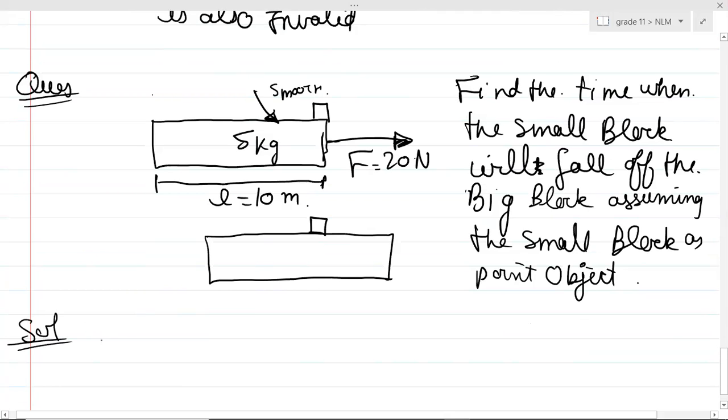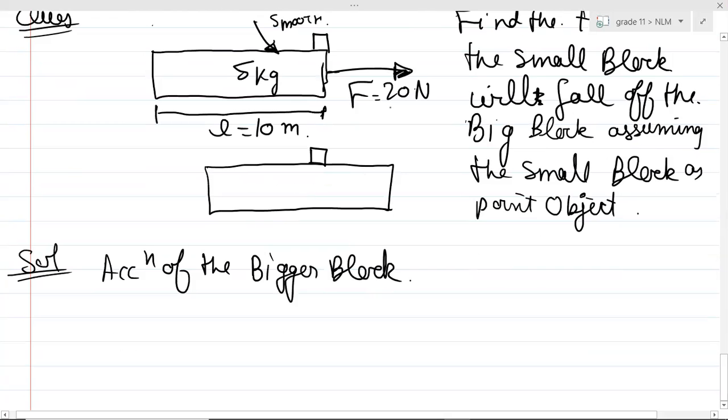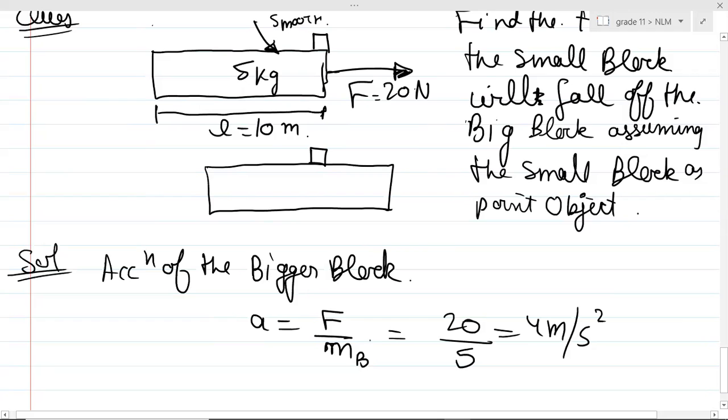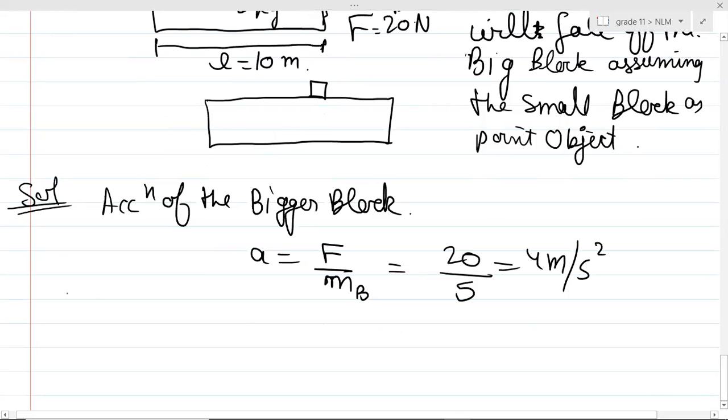First thing, what is the acceleration of the bigger block? Only a 20 newton force was applied. So the acceleration of the bigger block will be F divided by the mass of the bigger block. That will be equal to 20 divided by 5, which is 4 meter per second square. So this is the acceleration of the bigger block.